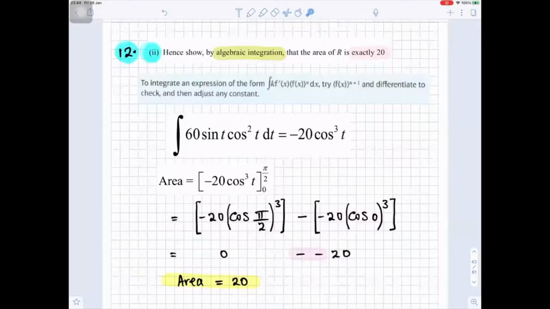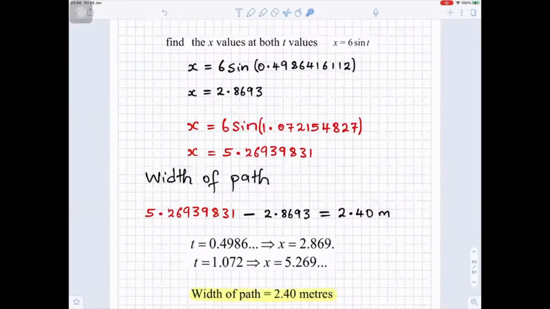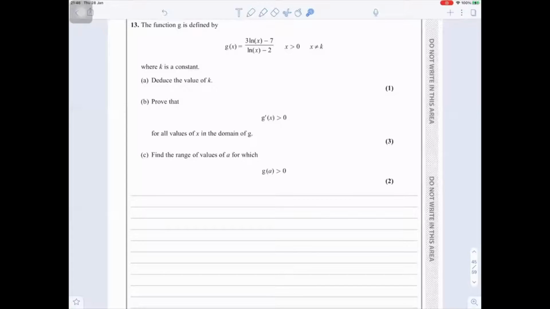That's 12a part 2. That's the first part of 12b, and the final part of 12b. Question number 13. The function g is defined by g of x equals 3 ln x minus 7 over ln x minus 2, where k is a constant. Deduce the value of k.